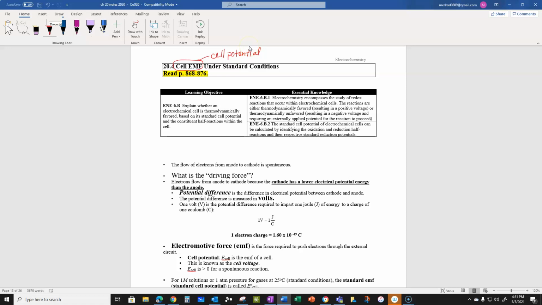Explain whether an electrochemical cell is thermodynamically favored based on standard cell potentials and the half reactions in that cell. So determine from the electrochemical cell if it's thermodynamically favored or not. Electrochemistry encompasses the study of redox reactions that occur within an electrochemical cell. So in electrochemical cells, ladies and gentlemen, it's those beakers.